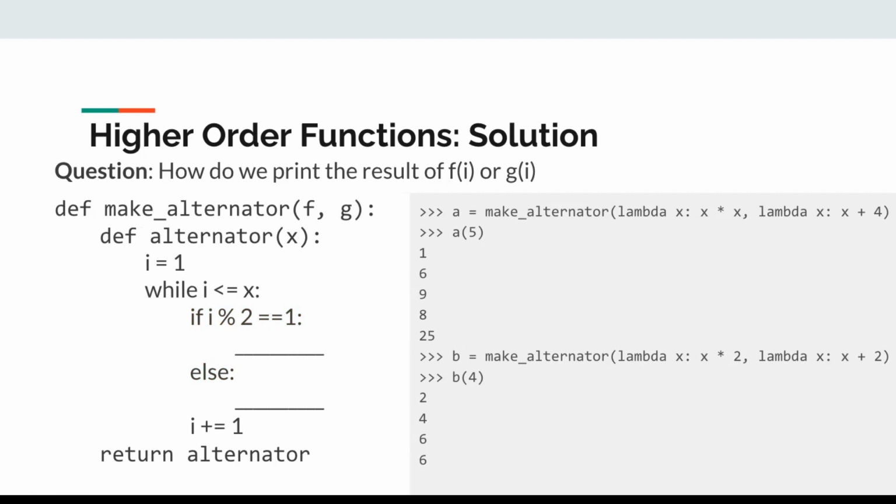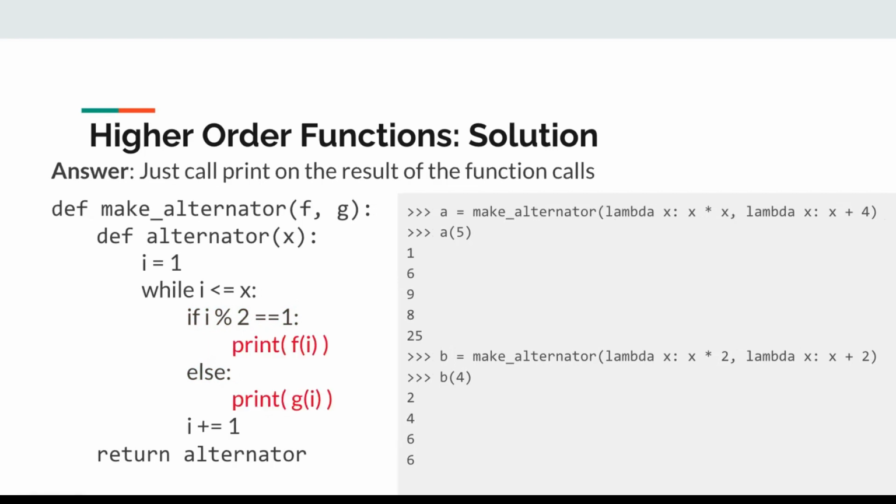This is kind of a trick question. Yeah, go for it. Yeah, perfect. So we want to print f of i or print g of i. So if i mod 2 equals 1, this means that i is odd. And in this case, we want to print the result of calling f on i. Else, this means that i is even, and this means that we want to print the result of g called on i. Yeah, so this is our entire function.